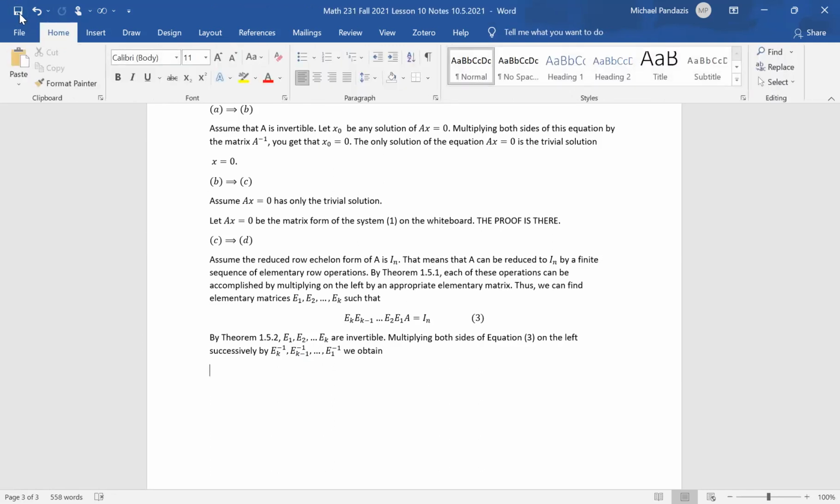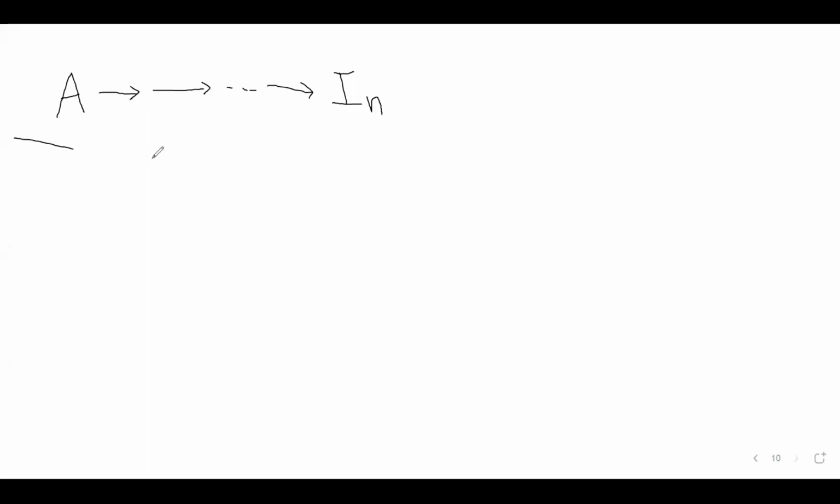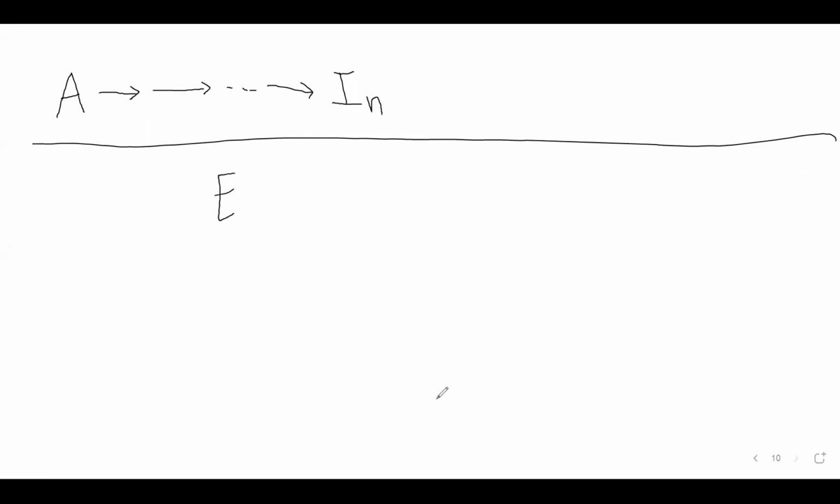so I'm going to show this on the whiteboard. We have this equation here, and I'm going to start with that equation and show you how we get the result. This step is easy. I understand the whole thing is not easy, but this step is easy. We're starting with Ek, minus 1, ... E1 A equals I sub n. We're starting with that, and we're successively multiplying the left by the inverses of the elementary matrices.